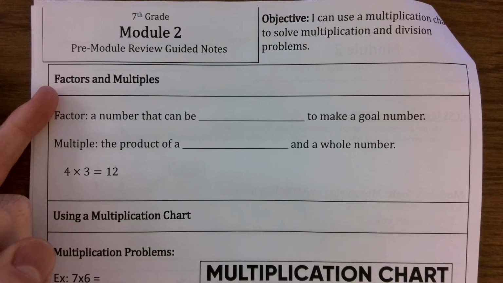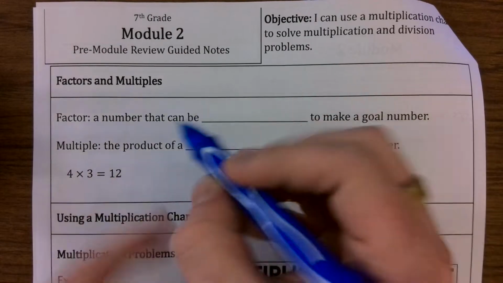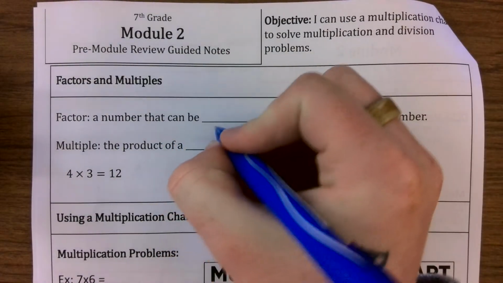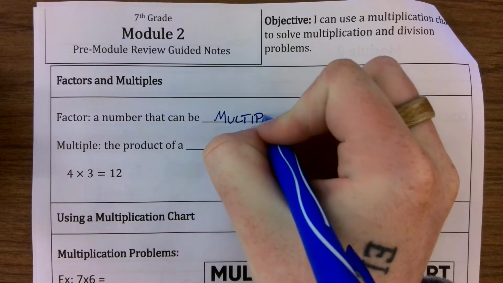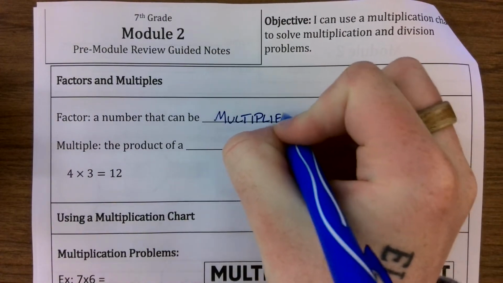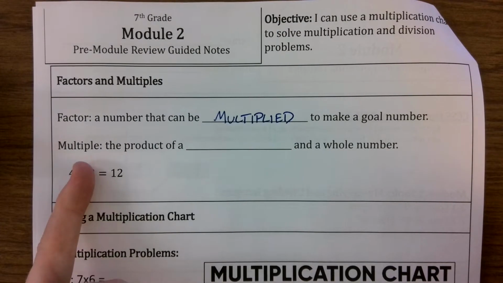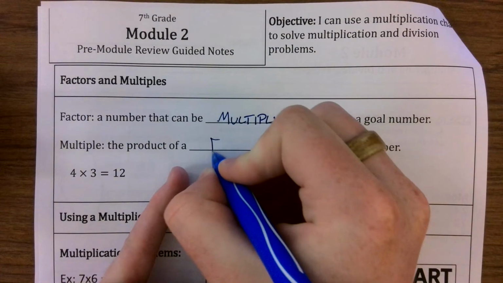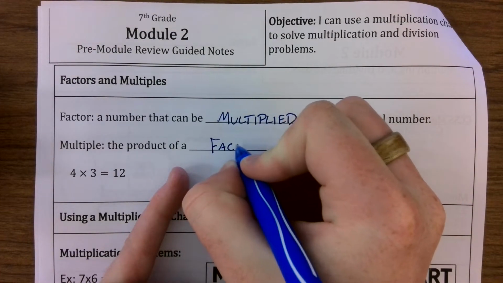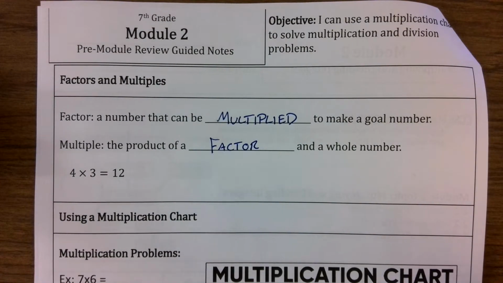are. If you remember from last year, a factor is a number that can be multiplied to make a goal number, whereas a multiple is the product of a factor and a whole number. Let's look at an example, kind of help this make sense.